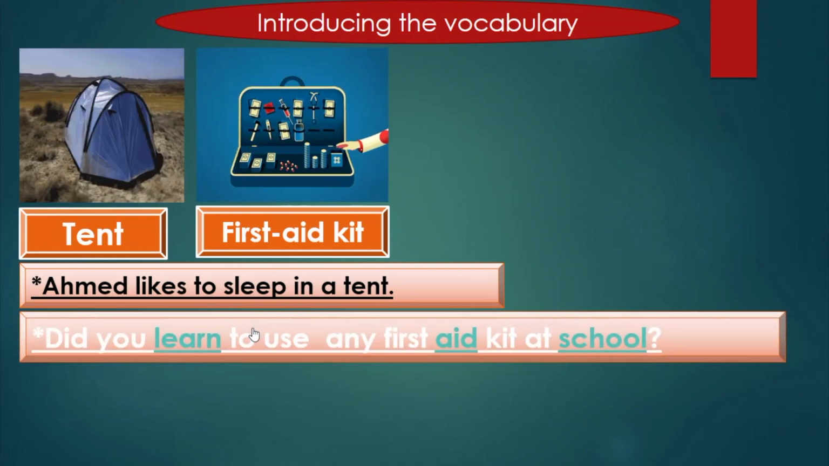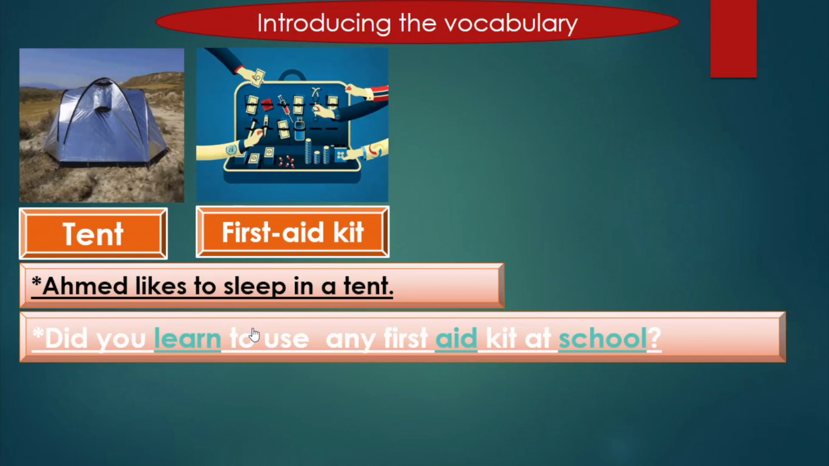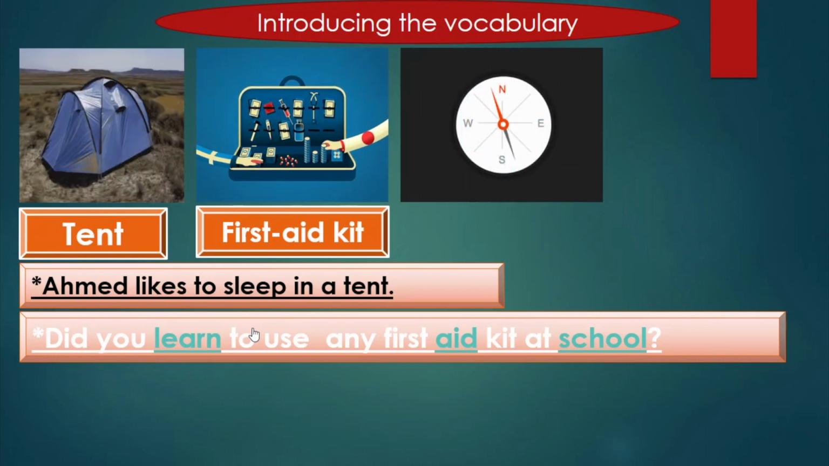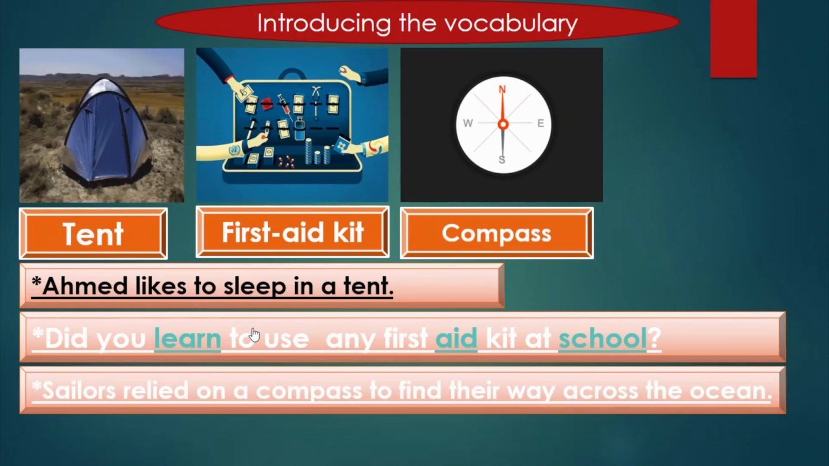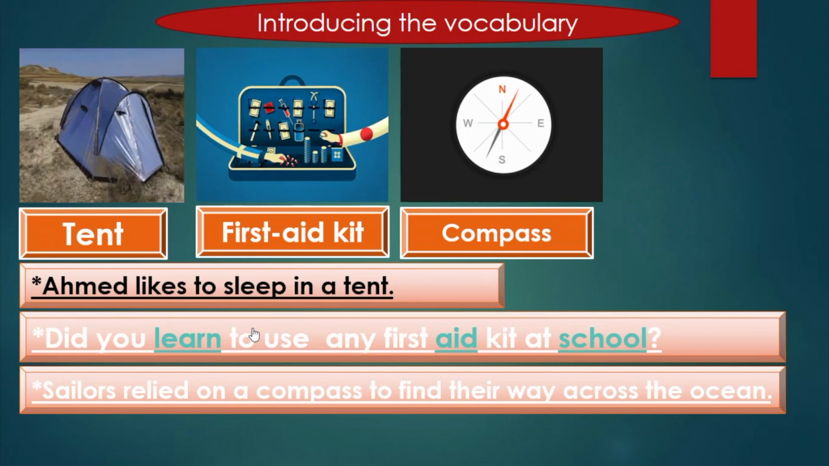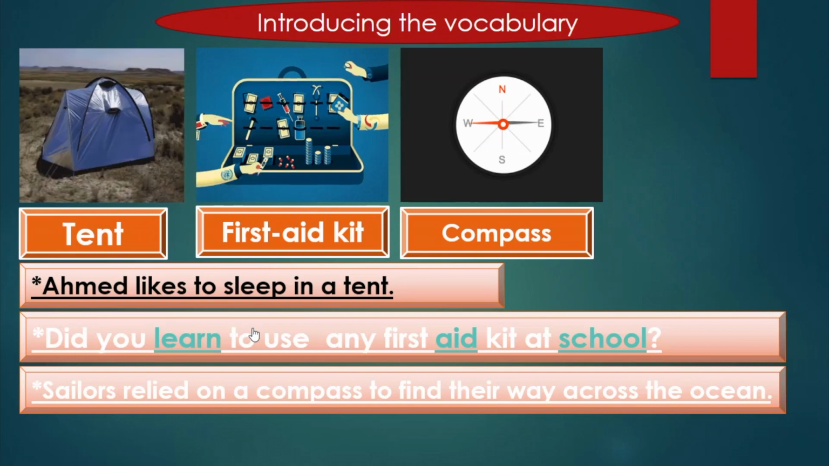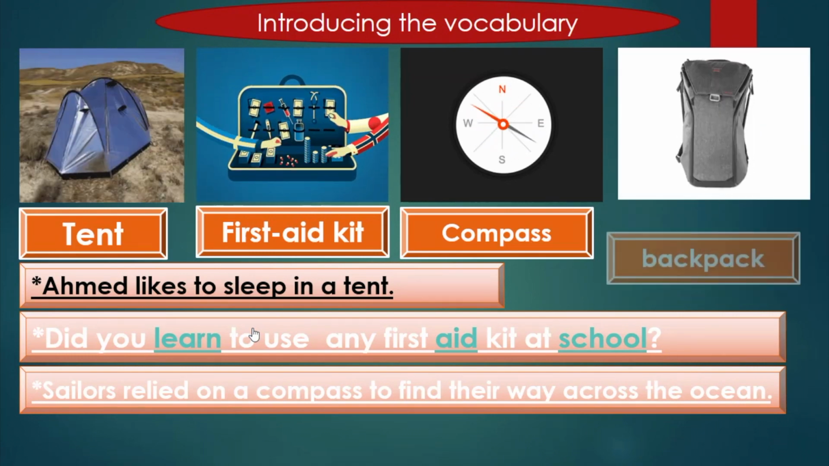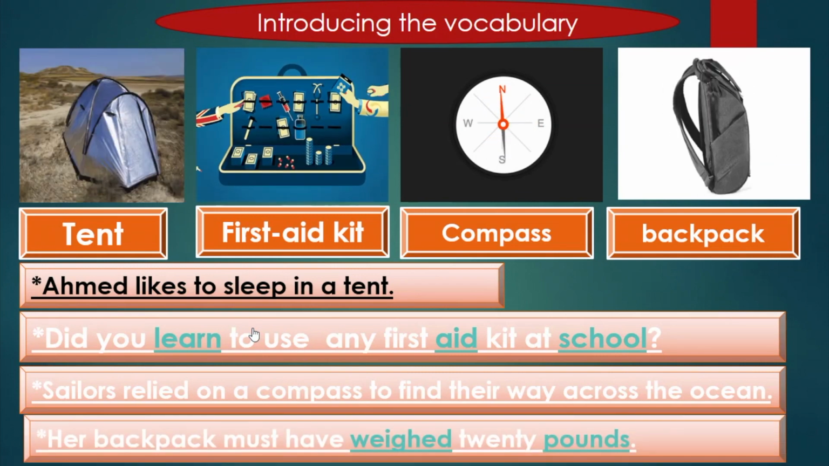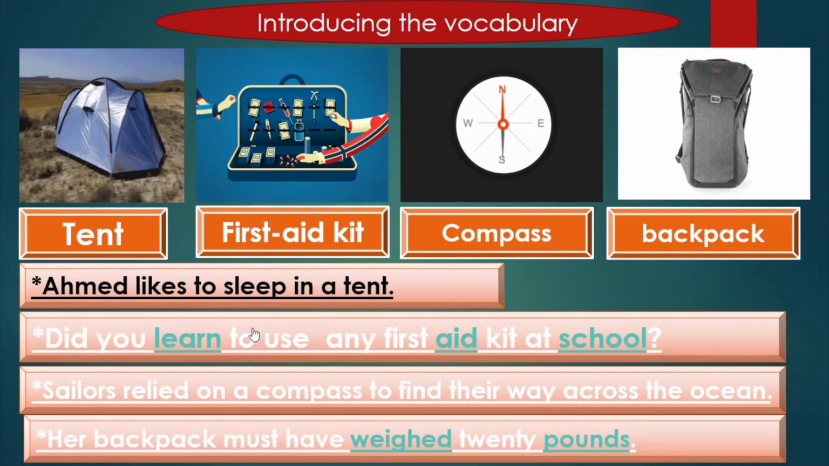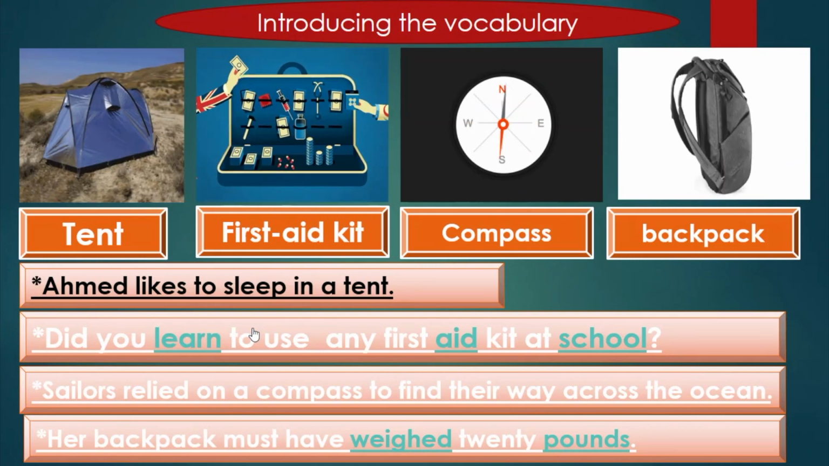Did you learn to use any first aid kit at school? Number 3, compass. Sailors relied on a compass to find their way across the ocean. Number 4, a backpack. Her backpack must have weighed 20 pounds.